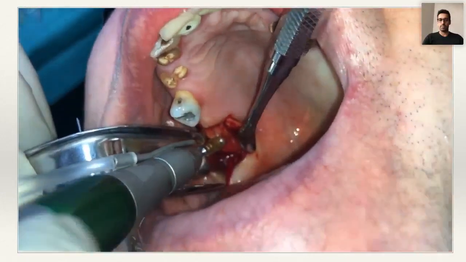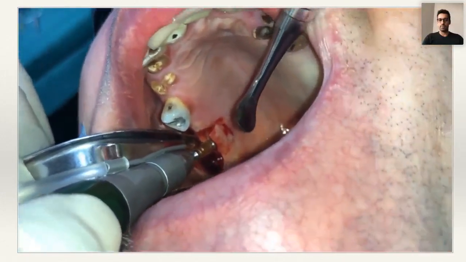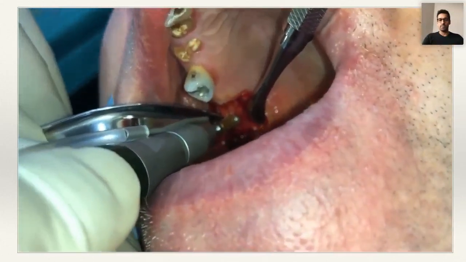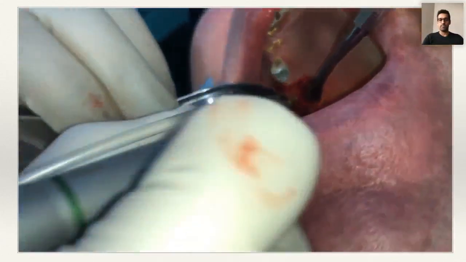What's the torque? Good. Okay. Can you just take a video of the torque?